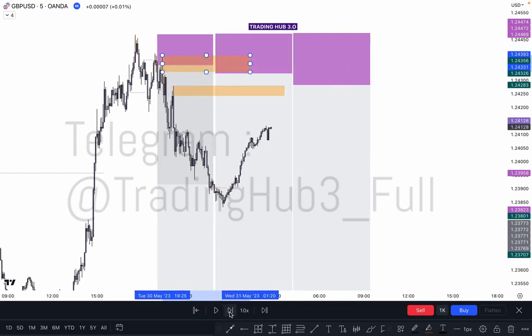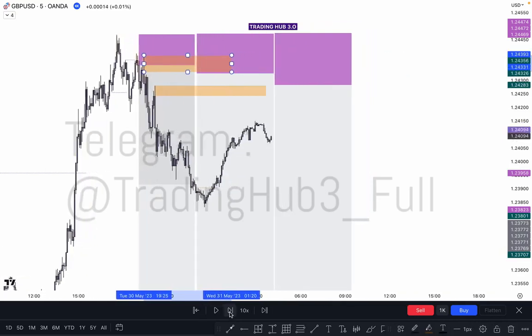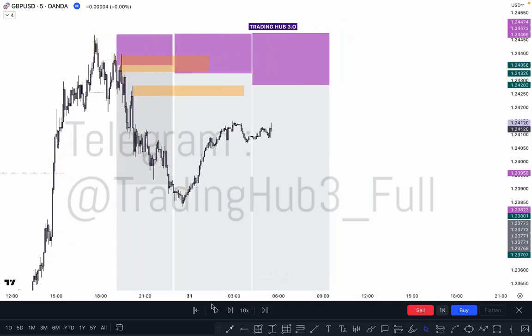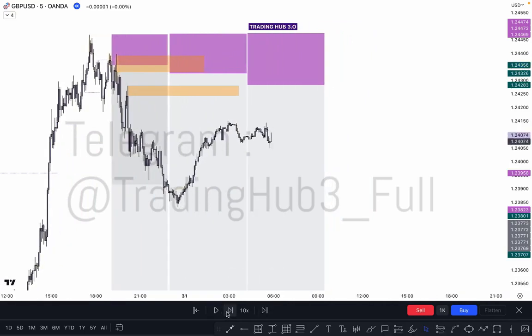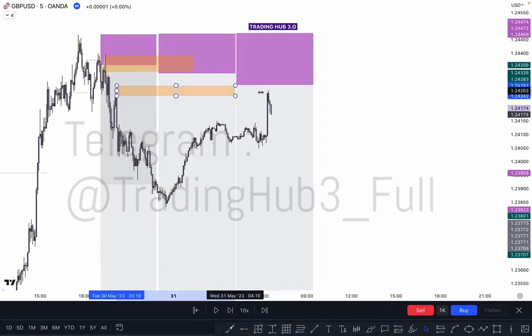So let's see what happened next here after this one. Okay, all right, the market continued going to a higher high. So let's see what happened next after this one. All right, the market is trying to go higher and the market tapped here, right?